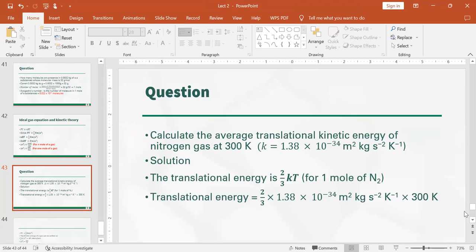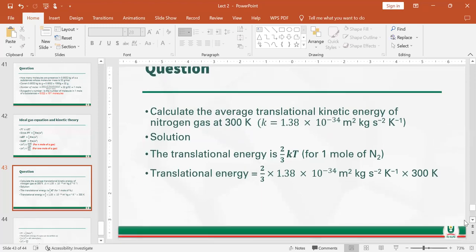Calculate the average translational kinetic energy of nitrogen gas at 300 Kelvin. The solution is given there. So the translational energy is 3 over 2 kT, where k is what we call the Boltzmann constant. The value of the Boltzmann constant is 1.38 times 10 raised to the power minus 23 meters squared kilogram per second squared. The calculation is done there. So these are some few calculations you can do.